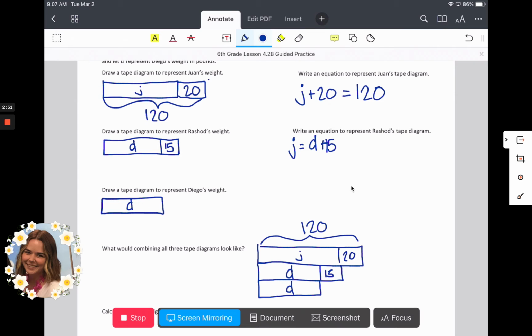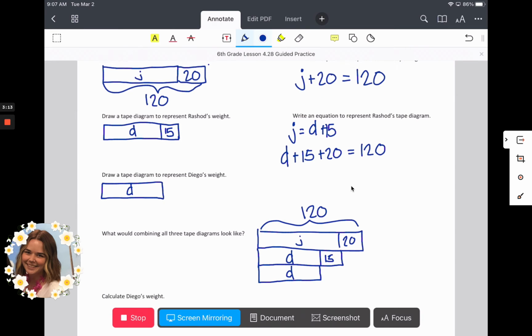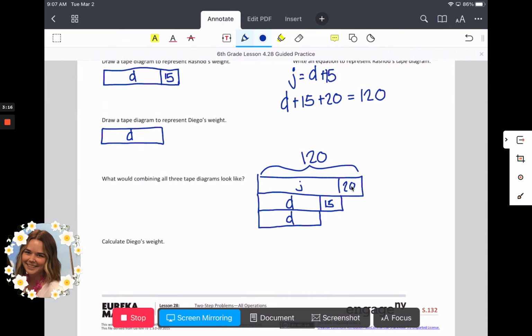So now we're going to take that J equals D plus 15 and plug that into Juan's equation. So we'll have D plus 15 plus 20 equals 120. That's how we're going to use that to help us figure out Diego's weight. So we'll use that equation, D plus 15 plus 20 equals 120.